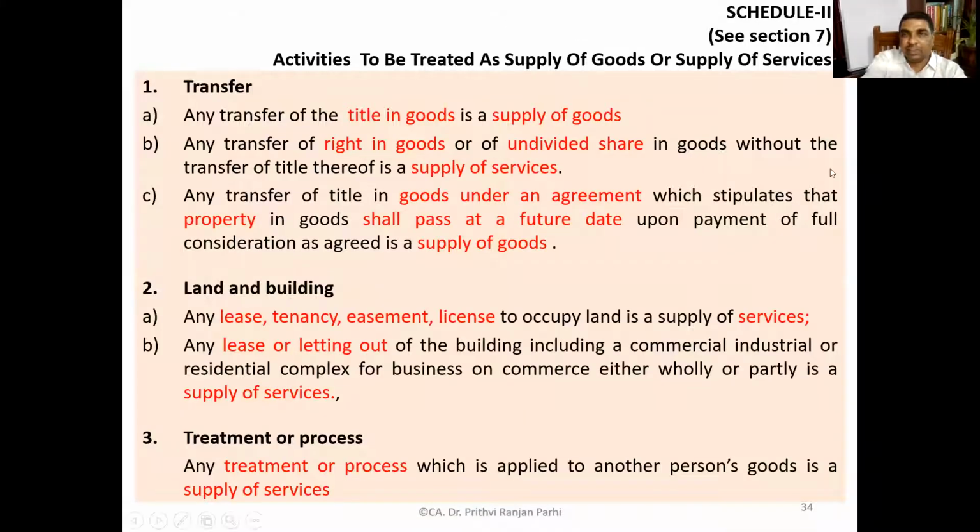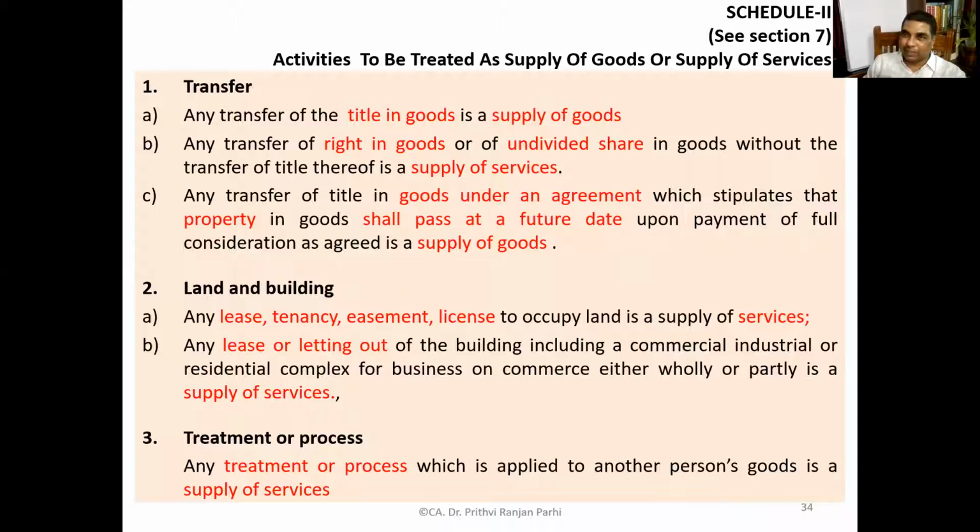Now, as you can see, this is Schedule 2. It clarifies what activities or transactions shall be regarded as supply of goods and which shall be regarded as supply of services. First, Schedule 2, first point, talks about the transfer of something, it may be goods or services. It says, any transfer of title in goods is a supply of goods.